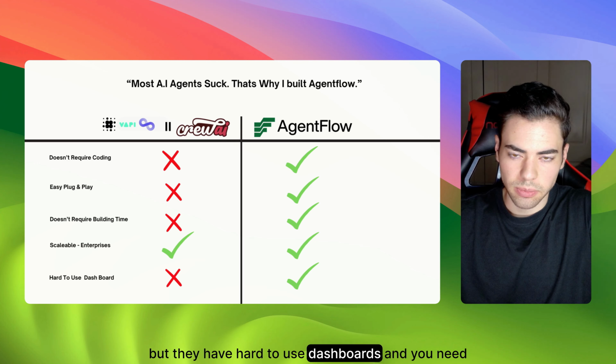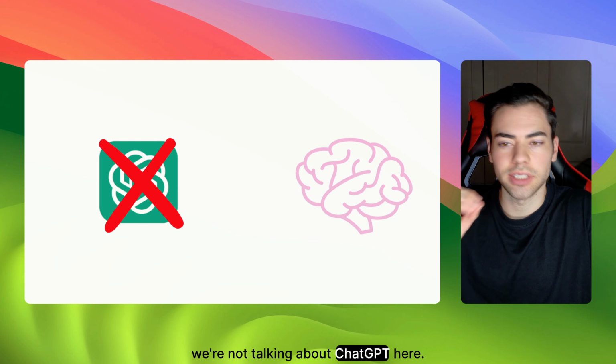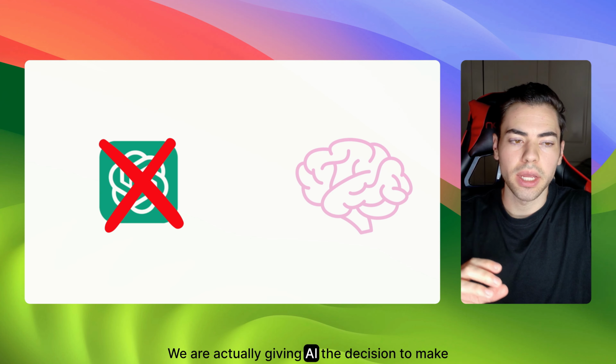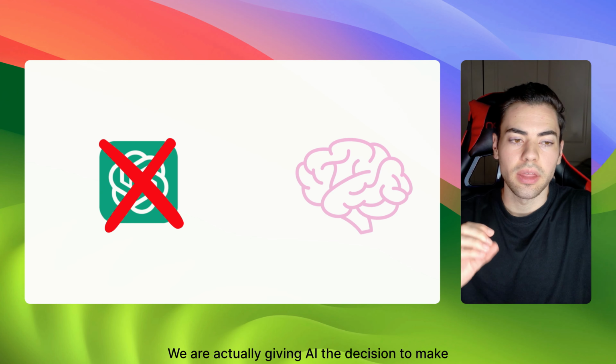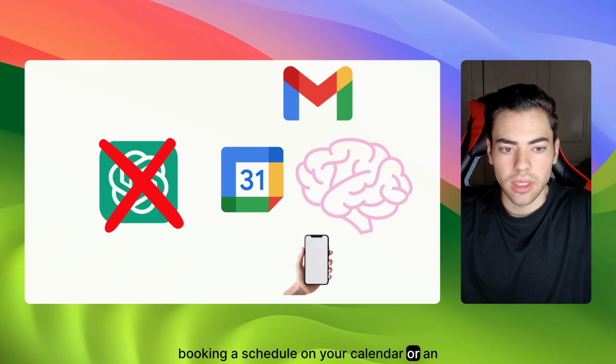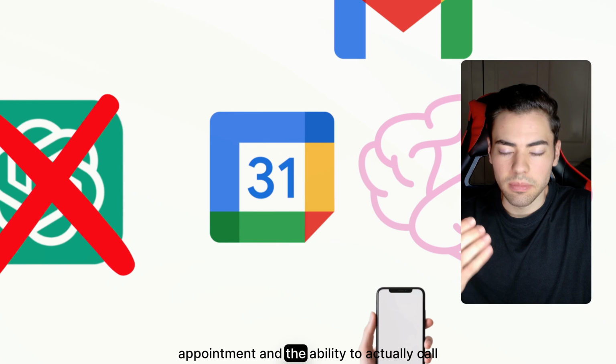So what is an AI agent? Well, we're not talking about ChatGPT. This is completely different. We are actually giving AI the decision to make actions. Examples are maybe drafting an email for your business, booking a schedule on your calendar or an appointment, and the ability to actually call someone and transfer it to the right person. These are the capabilities of AI agents.